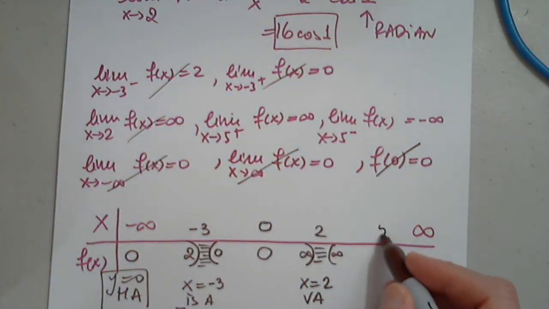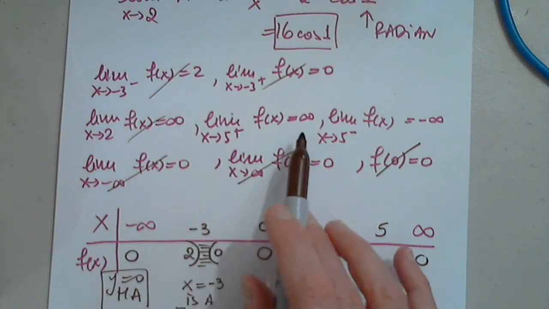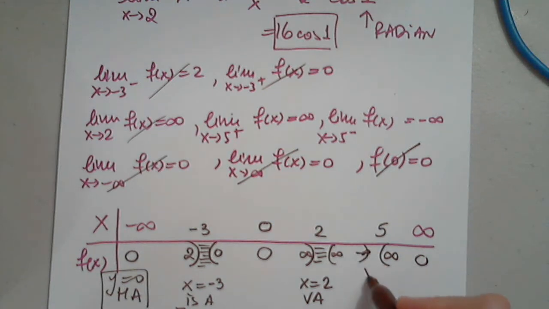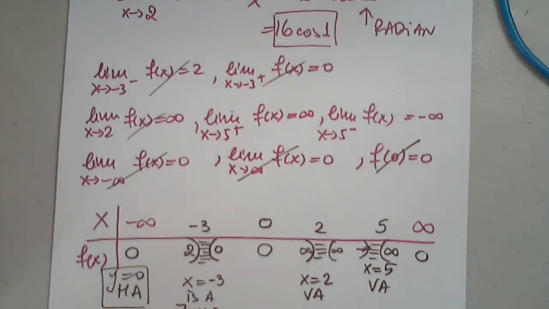And then at 5, it says from the right is infinity, and from the left is -infinity. Again, x equals 5 is a vertical asymptote. And nothing in there.